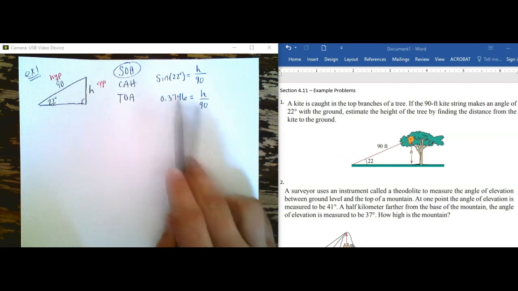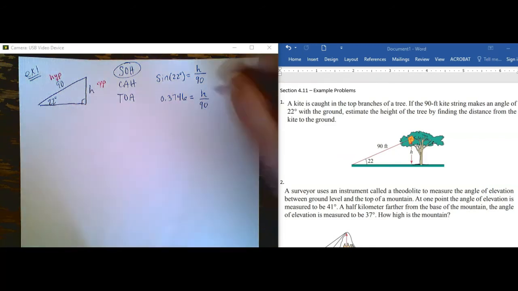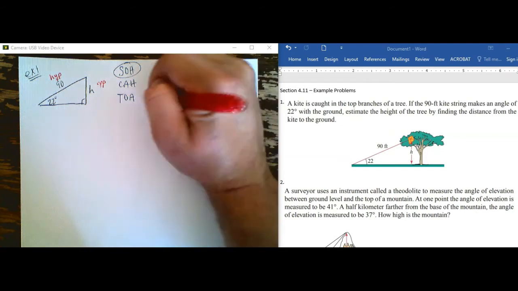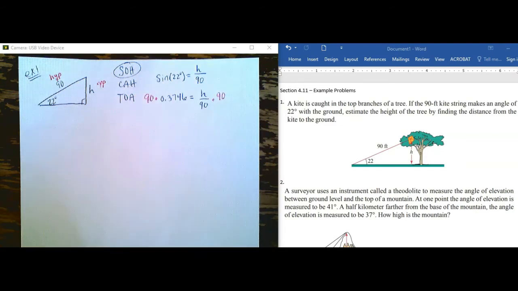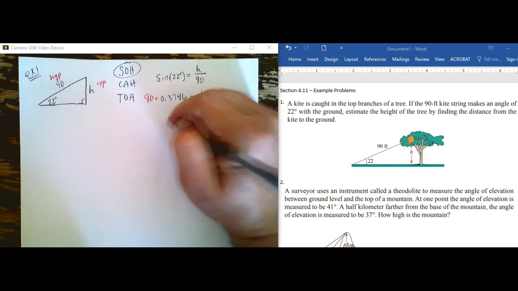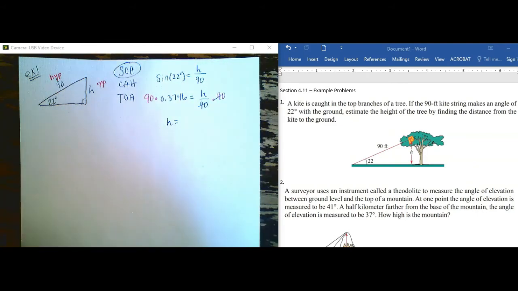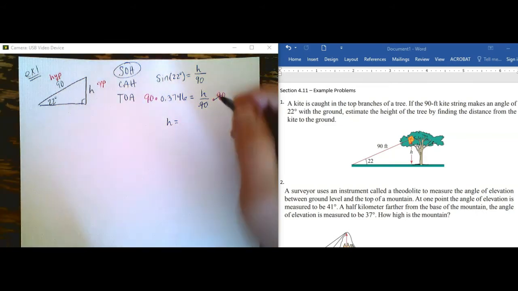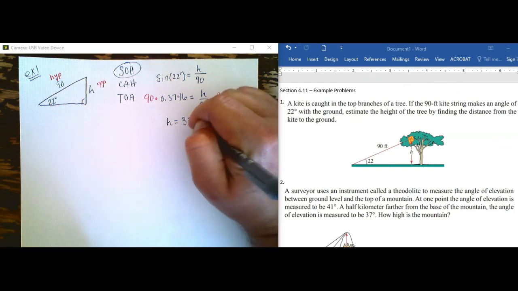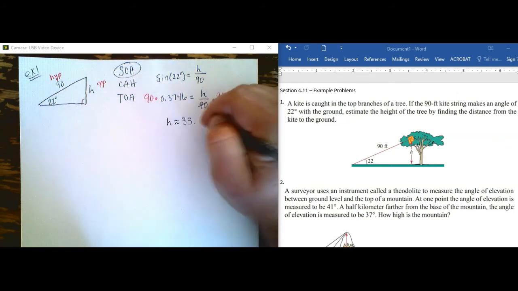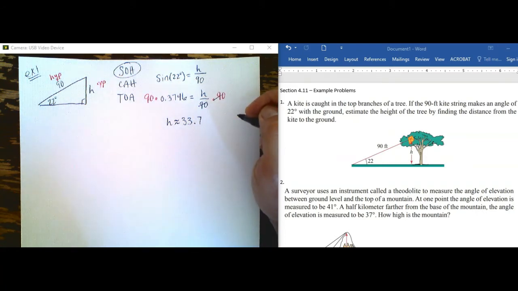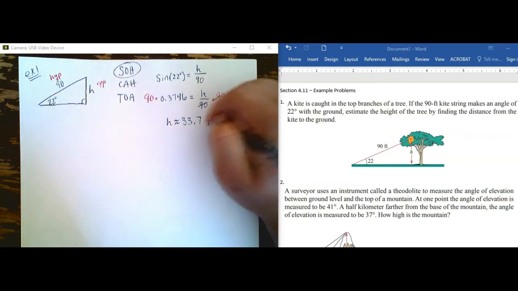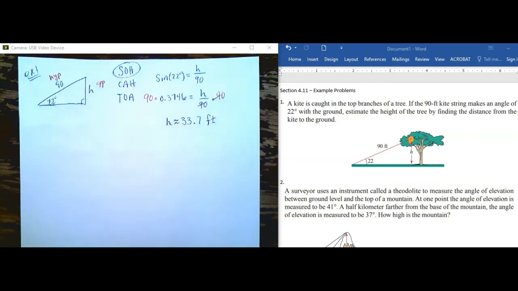Now to solve for h, all we need to do is just multiply by 90 on both sides. They'll cancel over here. So h will be equal to, just multiply the previous answer by 90. Looks like 33, so approximately 33.7. And we need some units here because we're dealing with an application, so that would be feet. We're dealing with feet here. Okay? So that's it. We've just found the height of that tree, which is nice, right?